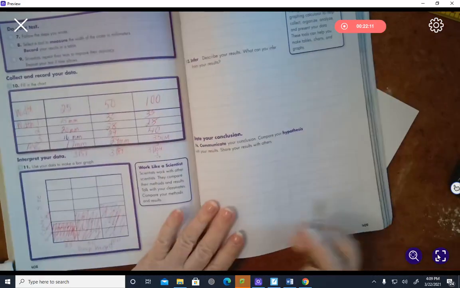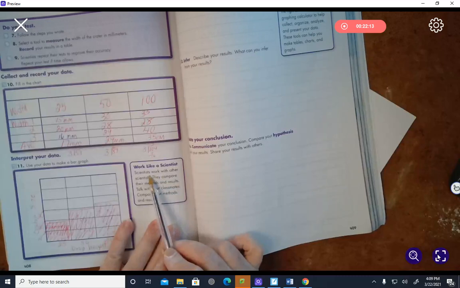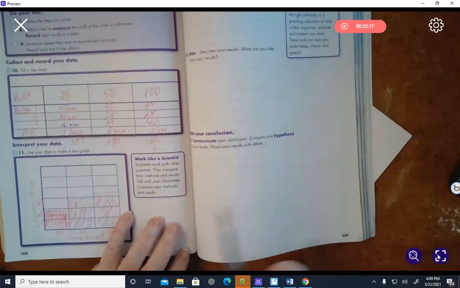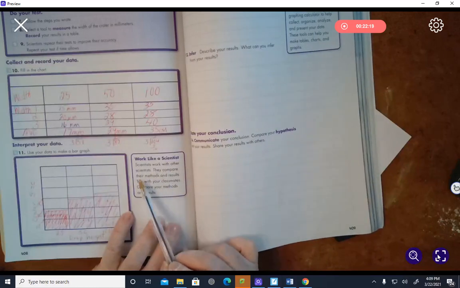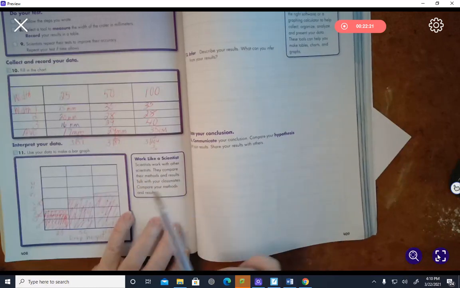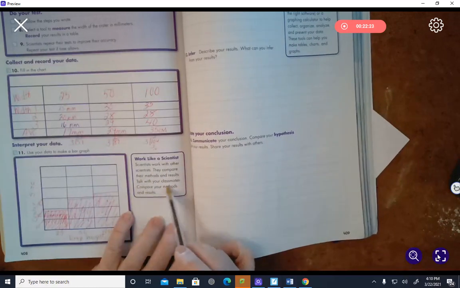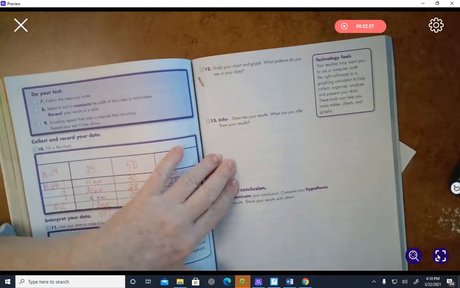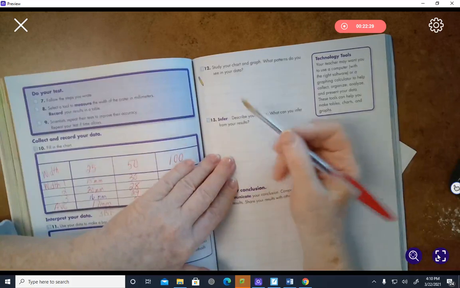What we're going to do in class is, it says here that normally scientists don't just say things, just like with the development of the vaccine, they share what they found. They compare their methods. What did you do? How did you do it? And we're going to be talking with our classmates and comparing our results. But if you study your chart and your graph, what patterns do you see?